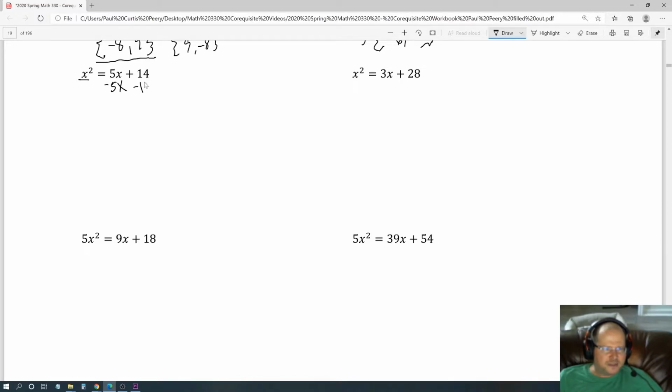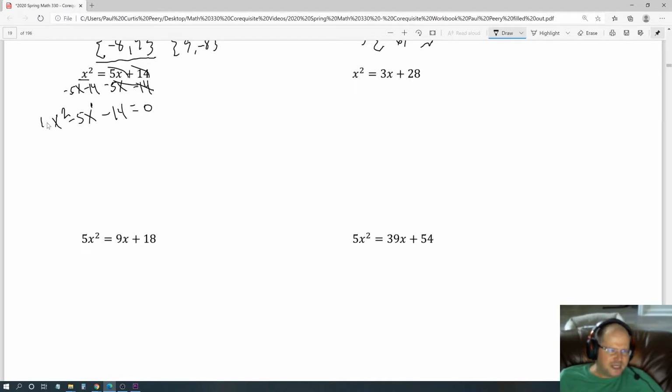So I am going to take everything on the right side and put it on the left. All right, so I'm going to minus 5x minus 14. These cancel out, and that leaves me x squared minus 5x minus 14. You might be tempted to combine terms over here on the left, but there are no like terms, right? The first term is squared, the second term is a first power, and the third term over here is a constant. So you cannot combine those terms. You have to keep them separate.